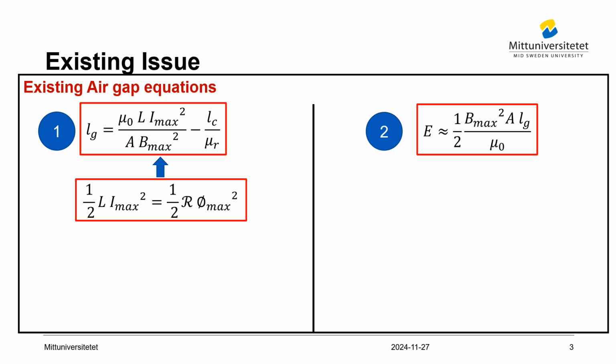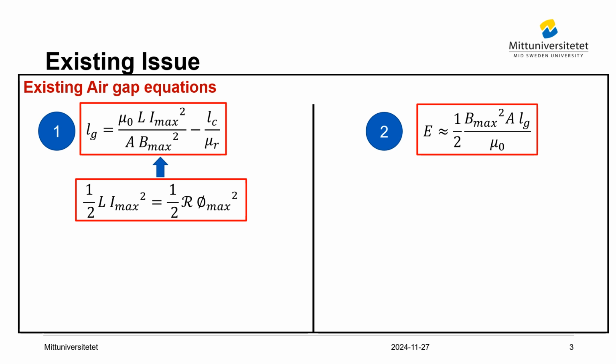Equation number 2 characterizes the magnetic energy that can be stored in a DC inductor, and as you can see, it is a function of the cross section and the air gap. This is because all the energy will be stored in the air gap and not in the magnetic material, because of its high, nearly infinite relative permeability. I have some issues to raise for these equations.